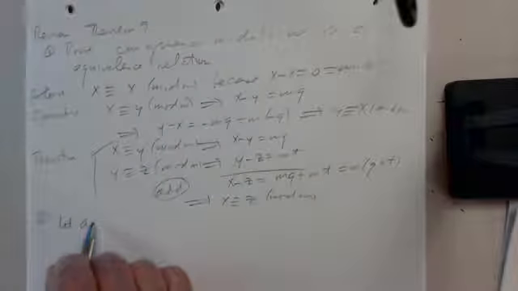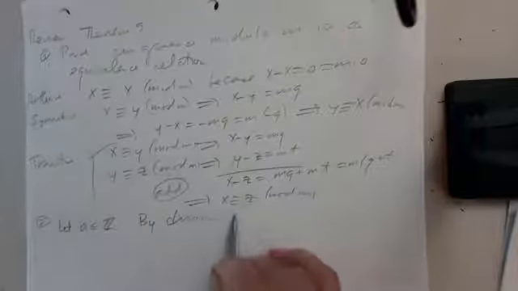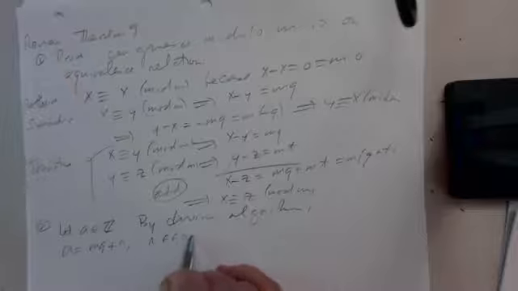Let a be any integer. By the division algorithm, we can write a, if you divide it by m, as m times q plus r, and the remainder r is an integer between 0 and m minus 1, which means a is congruent to r mod m. So that means that every integer is congruent mod m to some number between 0 and m minus 1. And I want to show it's unique.